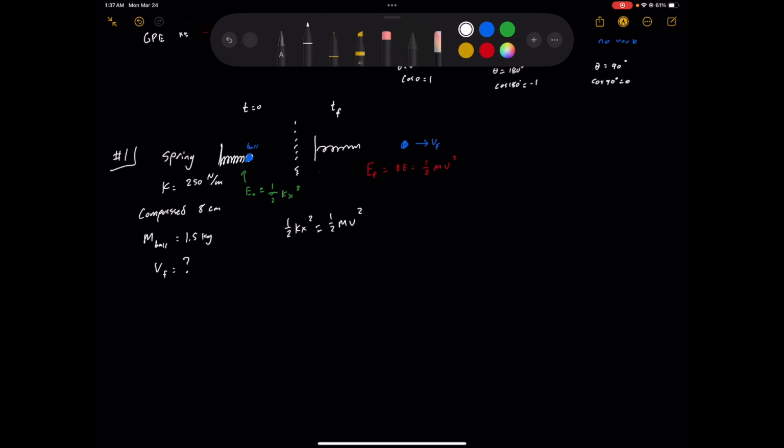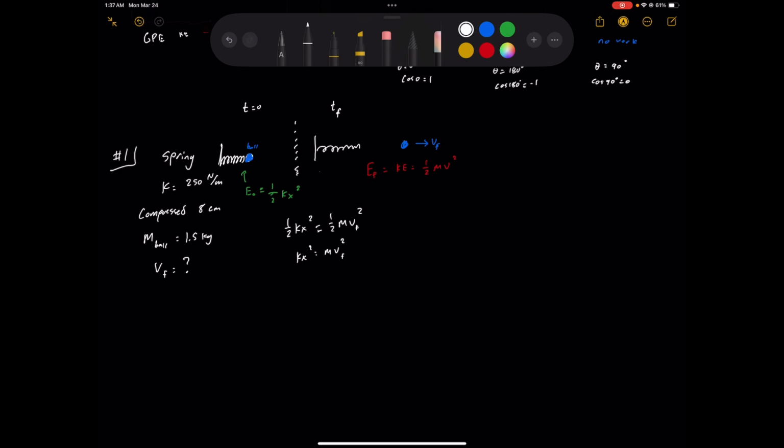Now I'm going to solve it just by doing algebra. You can plug in the numbers if you'd like. I find that students are less likely to make a mistake that way, but it's important to know how to do it with just the algebra. So one thing I can do, I notice there's 1/2 in each term, so I'm just going to get rid of that, right? So I have kx squared equals just mv squared. And then I need to solve for v. I guess I should say that's vf. So vf.